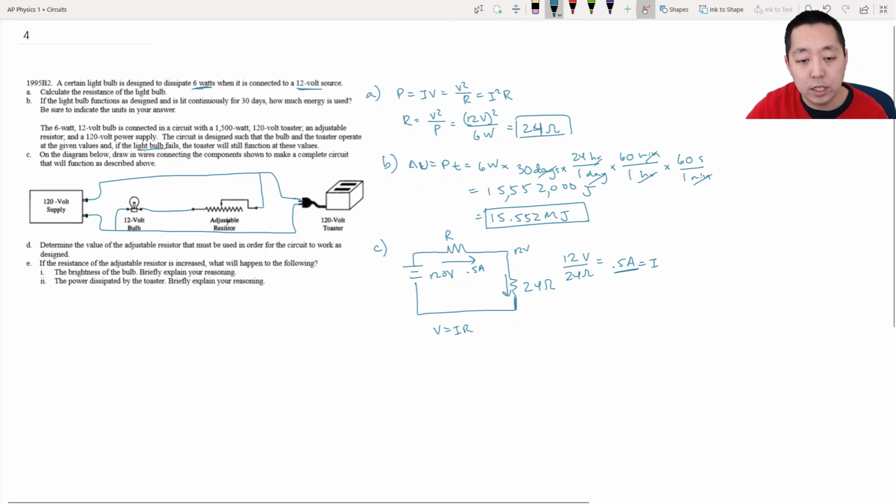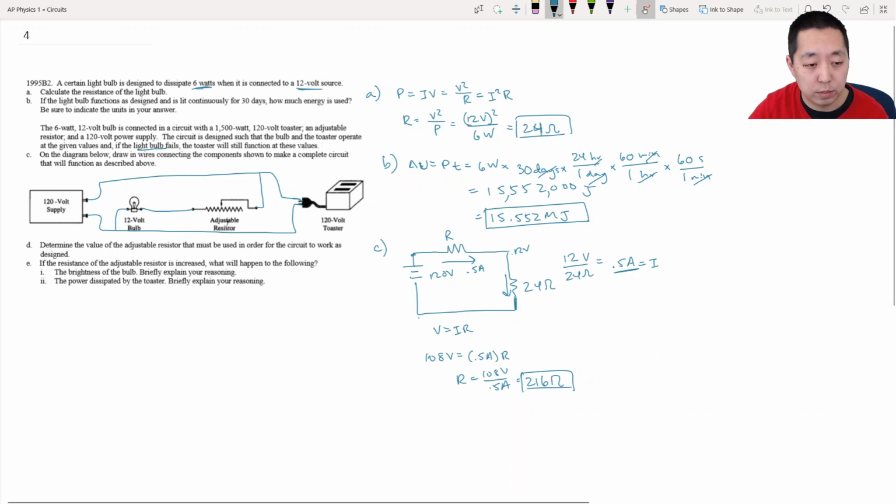Now, let's look at the voltage across this resistor. The voltage is 120 minus 12 volts, because we're looking at the difference in voltage. This is 120 volts relative to here, and this is 12 volts relative to here. So relative to each other, 108 volts is equal to I, which is 0.5 amps, times R. So I can solve for R by doing 108 volts divided by 0.5 amps. That would be 216 ohms. So that's what I would need the adjustable resistor to be at, so that when I'm using my 6 watts of power, I have exactly 12 volts here.